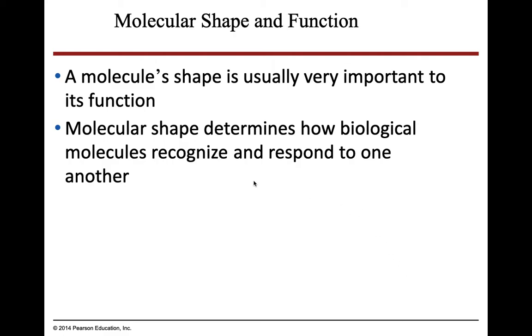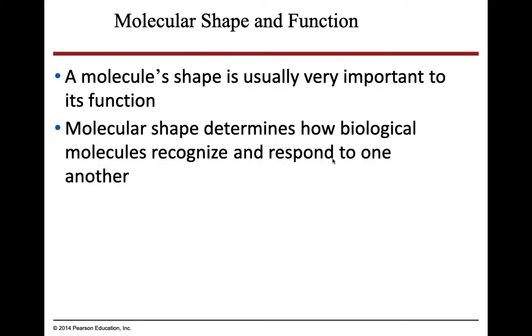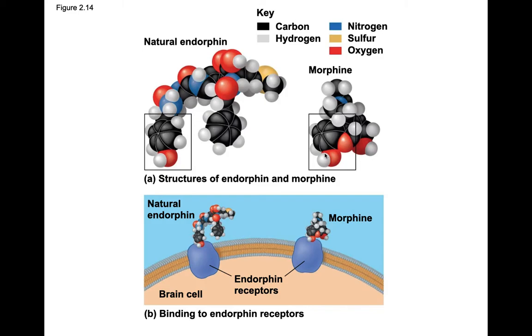Now, the main thing to understand is that the shape is very important to the function of a molecule. Molecular shape determines how biological molecules not only recognize each other, like a water molecule being able to interact with an ammonia molecule, but also how they respond to each other and how they influence biological properties.